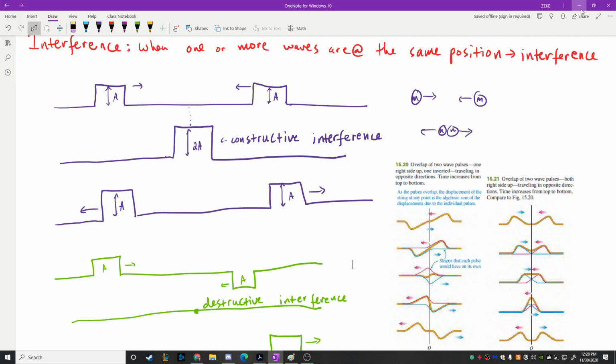All right, so we call that interference. And interference can happen in all kinds of ways. There's interference of sound waves, interference of water waves, waves on strings that we're seeing here. There's also interference of light waves. And what if the waves are parallel?